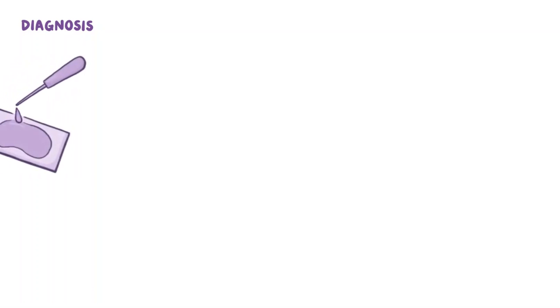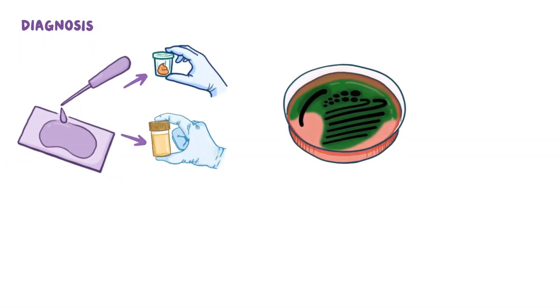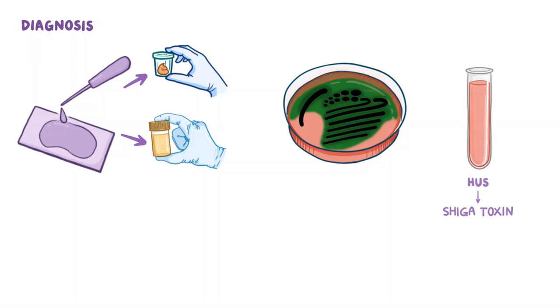Now in general, it's hard to diagnose an E. coli serotype or pathotype because it requires a series of complex tests. But to diagnose E. coli in general, gram staining can be done on a stool or urine sample, and cultures on eosin methylene blue agar can be done to confirm the diagnosis. HUS can be confirmed by identifying Shiga toxin in the blood.